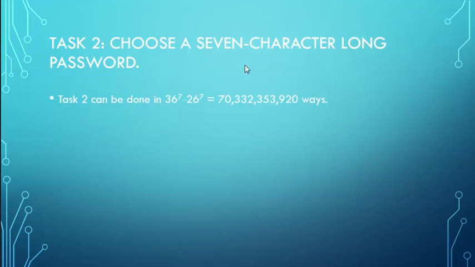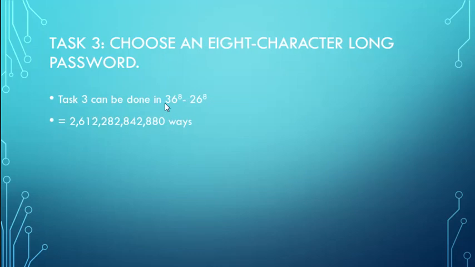For task 2, we need to choose a 7 character long password. So just like in task 1, we compute 36 to the power of 7 minus 26 to the power of 7, which equals these numbers. For task 3, we need to choose an 8 character long password. Thus it can be done in 36 to the power of 8 minus 26 to the power of 8, which gives these numbers of passwords.